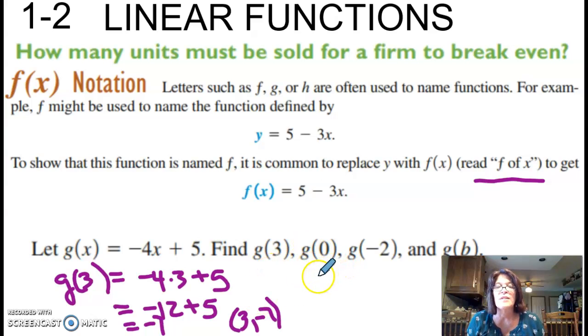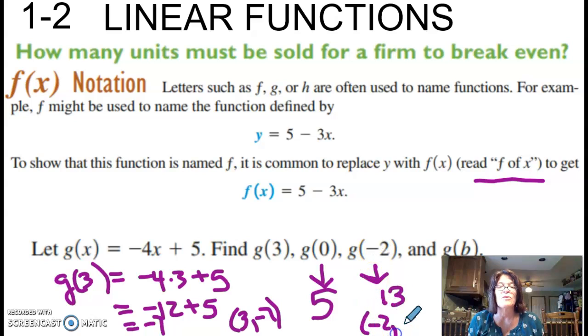G of 0, I would put 0 in for x. Negative 4 times 0 is 0. 0 plus 5 is 5. G of negative 2, I would put negative 2 in for x. Negative 4 times negative 2 is positive 8. Plus 5 is 13. So the point negative 2, 13 would be on the g of x function.